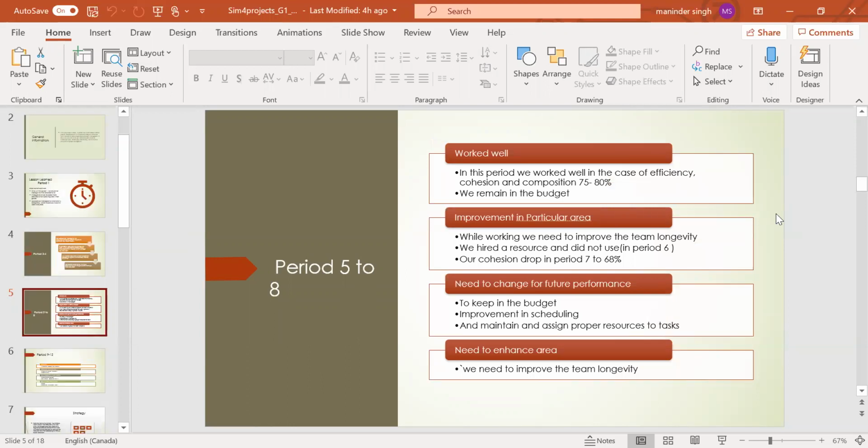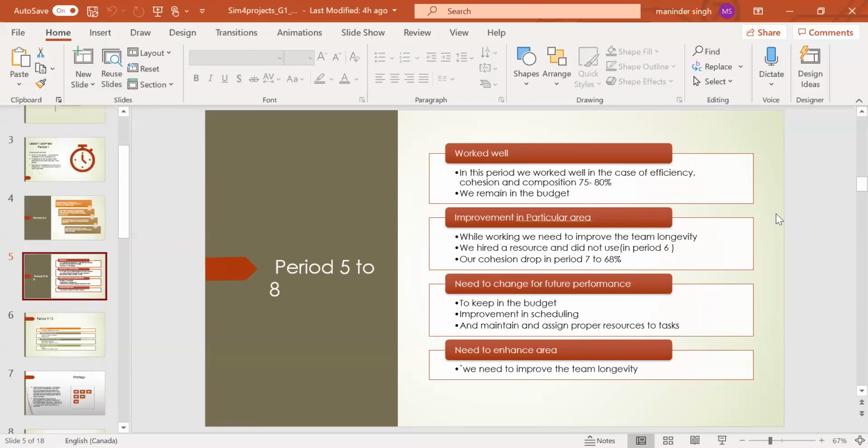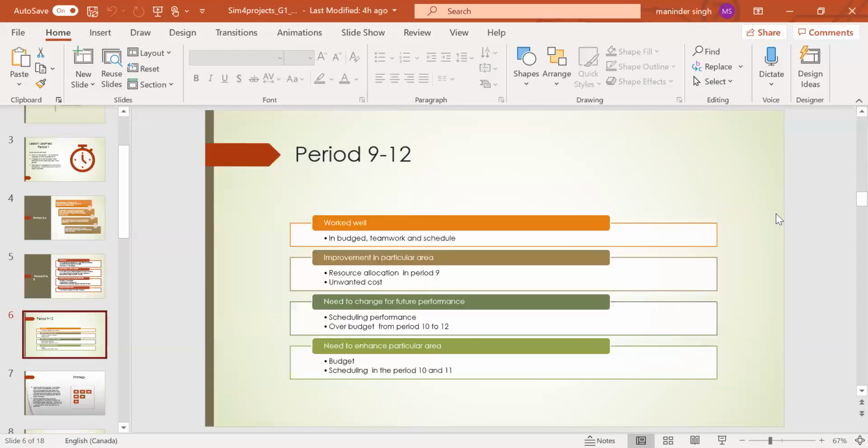To solve that problem, we kept track of the budget and also maintained the proper assigning of the resources. From period 9 to 12, we worked well. In this, we maintained the budget, teamwork, as well as the scheduling. We also maintained the resource allocation, and unwanted cost was almost zero in these periods.